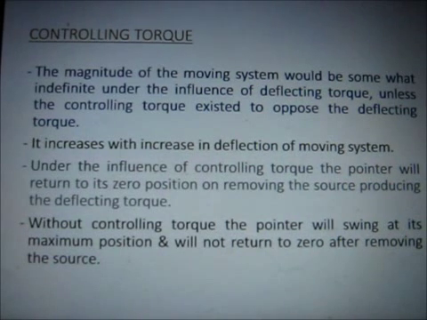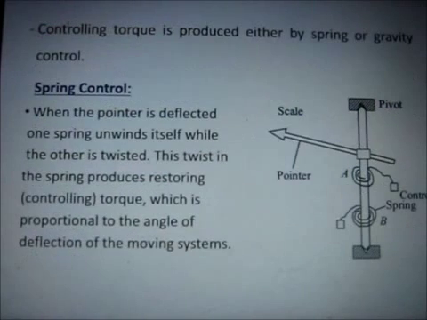This controlling torque, better known as restoring torque, is responsible for bringing the pointer to the original position so that we can measure again on the same dial. Without the controlling torque, the pointer will swing to its maximum position and will never return to its original position, and this is called error. Controlling torque can be produced either by a spring or gravity control, but the best method is the spring control.